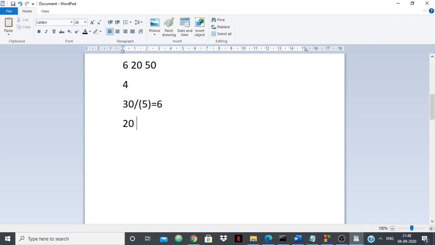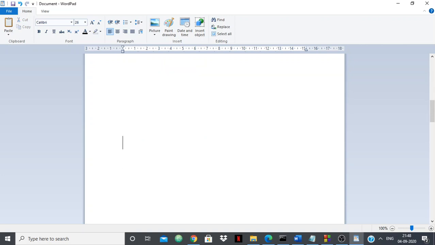So the elements will be 20, 26, 32, 38, 44 and 50, right? So this is my restored array and I'm getting all the elements between 20 and 50.